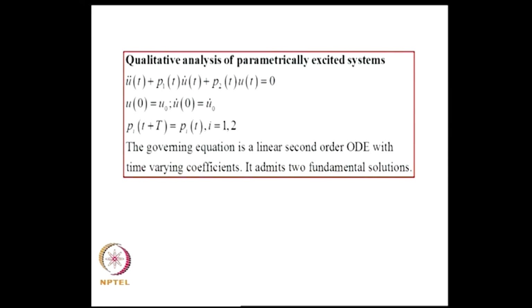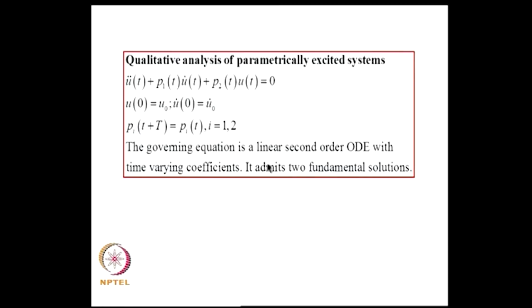So, we will begin by considering qualitative analysis of parametrically excited systems. For purpose of illustrating the basic concepts, we will consider a single degree of freedom system, that is, u of t is a scalar function of time, and it is governed by a second order differential equation of the form u double dot plus p1 of t u dot plus p2 of t u equal to 0. Now, let us assume that there are some non-zero initial conditions, and we are assuming that p1 and p2 are periodic with period capital T.